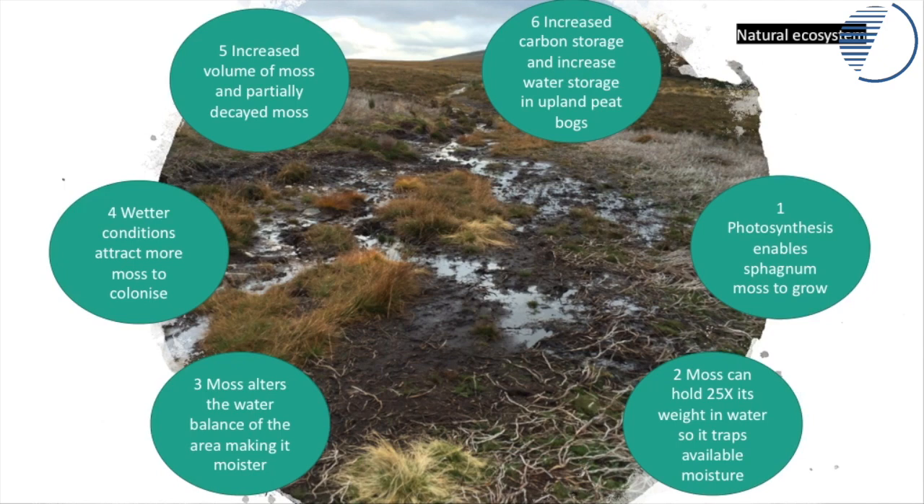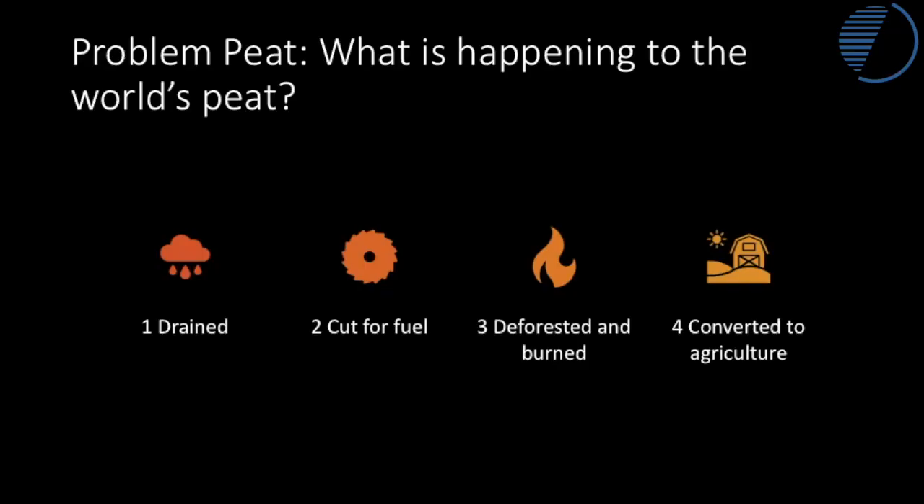Increased volume of moss and partially decayed moss, more vegetation. That vegetation will die, and they will then feed into the supply of carbon to the upland peat bog. So sphagnum moss and the growth of moss controls both the supply of organic carbon to the peat soil and also affects the water balance of that area. We've established that peats are key sinks, but there is a problem.